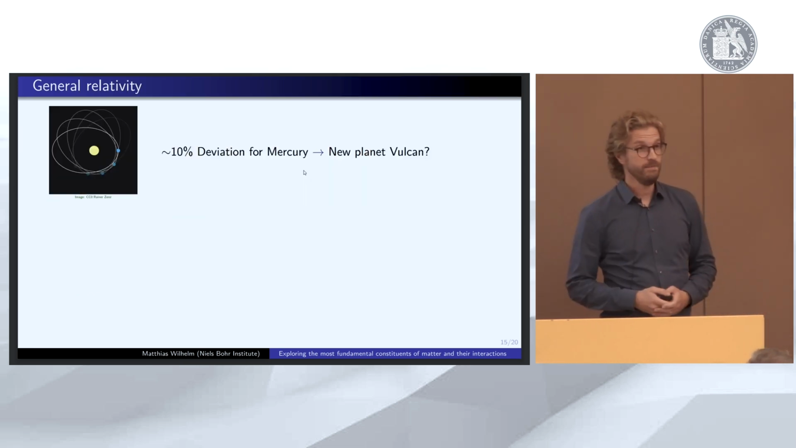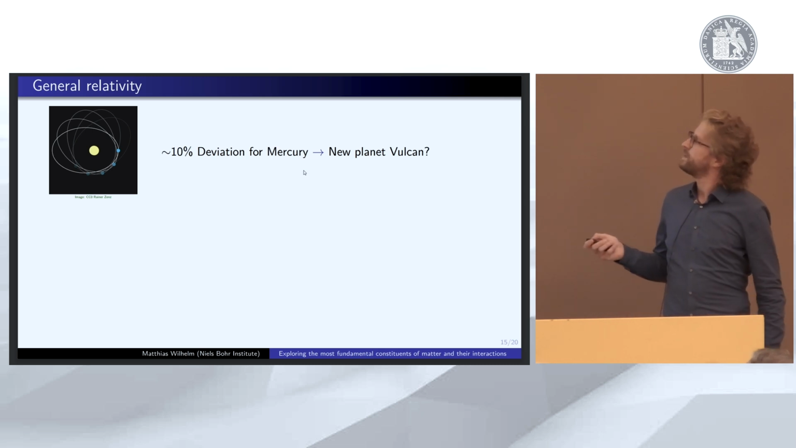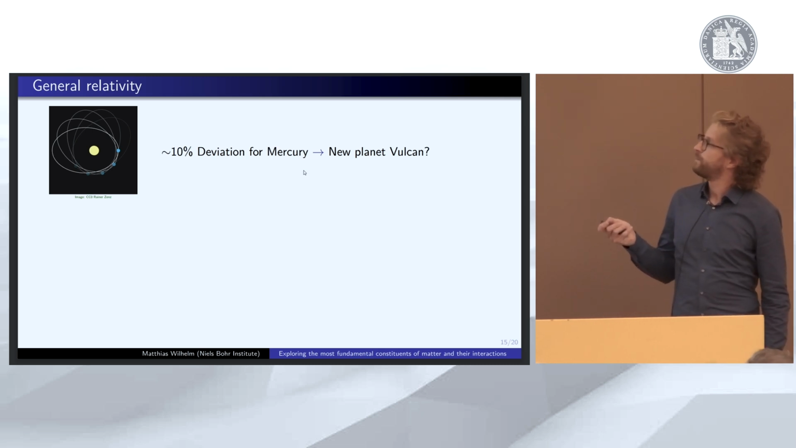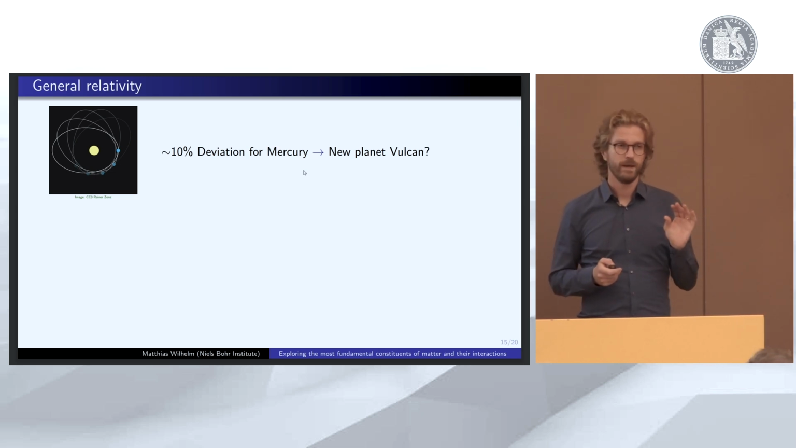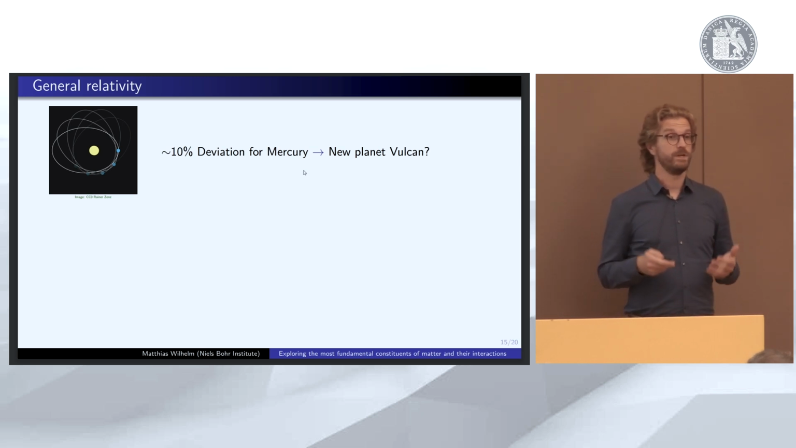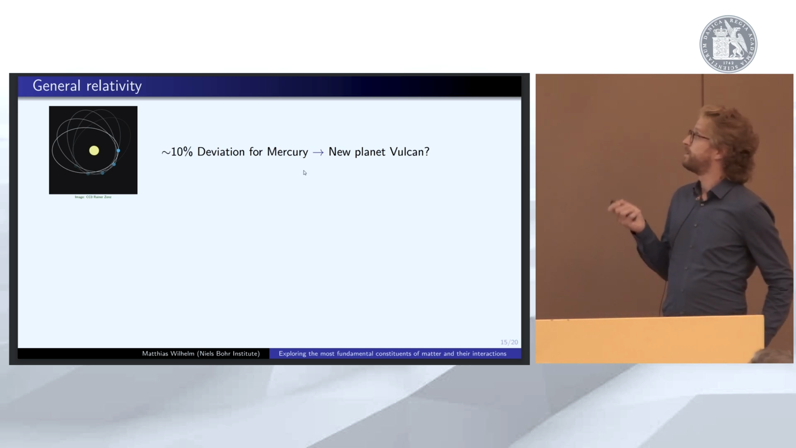A decade later, Le Verrier found another deviation. He found that the motion of the innermost planet, Mercury, was 10% off. And he proposed another planet to fix this one. The planet which was later called Vulcan.